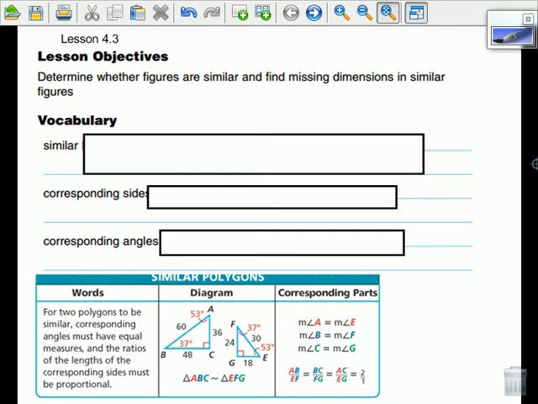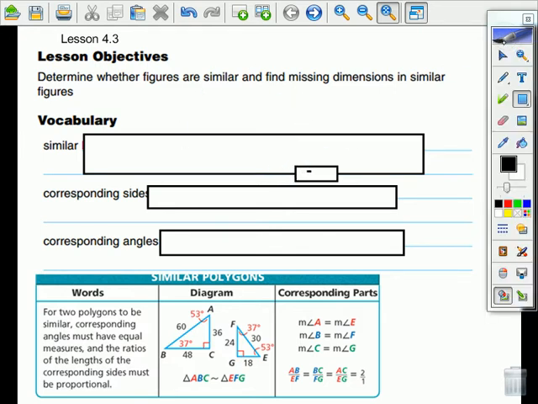Lesson 4.3 is determining whether figures are similar, and then if they are, we're going to go ahead and find missing dimensions in the similar figures. The first thing we need to do is understand some of the vocabulary, though. We need to understand what a similar figure is, or what it means to be similar.